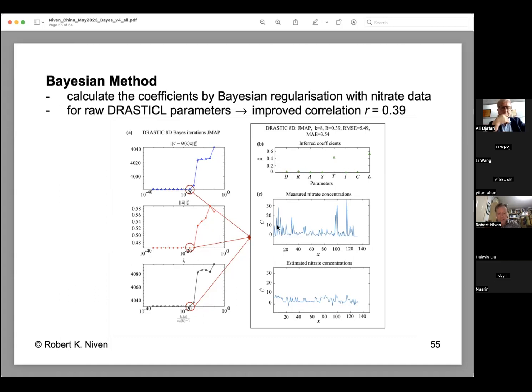And you can see here, there's a plot of the measured nitrate concentrations and the estimated. There's still a lot of difference between those two, but we have an improved correlation. So our correlation coefficient is now 0.39, which is a stronger correlation between those parameters and the observed nitrate data.